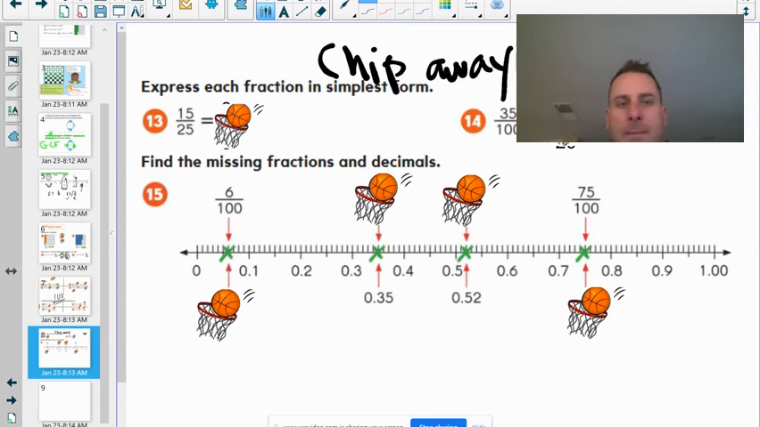If you can find a factor and then just keep going until you get it all the way simplified. I know I've had a few moments where my brain hasn't worked over this break. So you might have forgotten some things and then you just figure out a way to solve it. So we used to use that chip away method with reducing. 35 over 100, what number goes into both 35 and 100? Down here, you're going to find the missing fractions and decimals. We did one earlier. You've got a number line, and you're trying to match up. So I'm going to ask you to pause it right here, and we'll come back together and go over these answers.